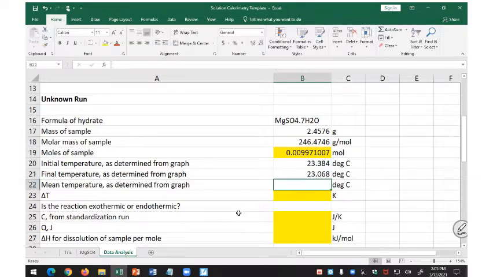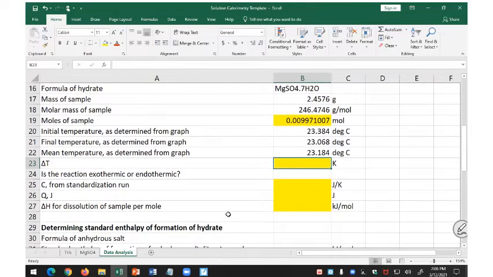0.068. You can just follow along with my numbers for now. You can change it later. And then 23.185. Change it later with your actual data. So our delta T would be equal to final minus initial. And note that our delta T in this case is negative. Why is it negative? Temperature drop, you have an endothermic reaction, right? So this is an endothermic reaction.